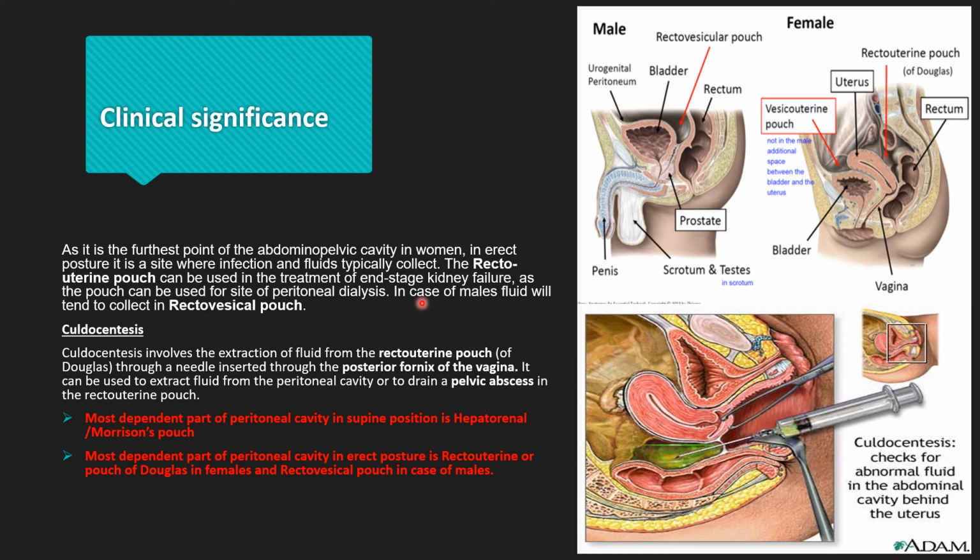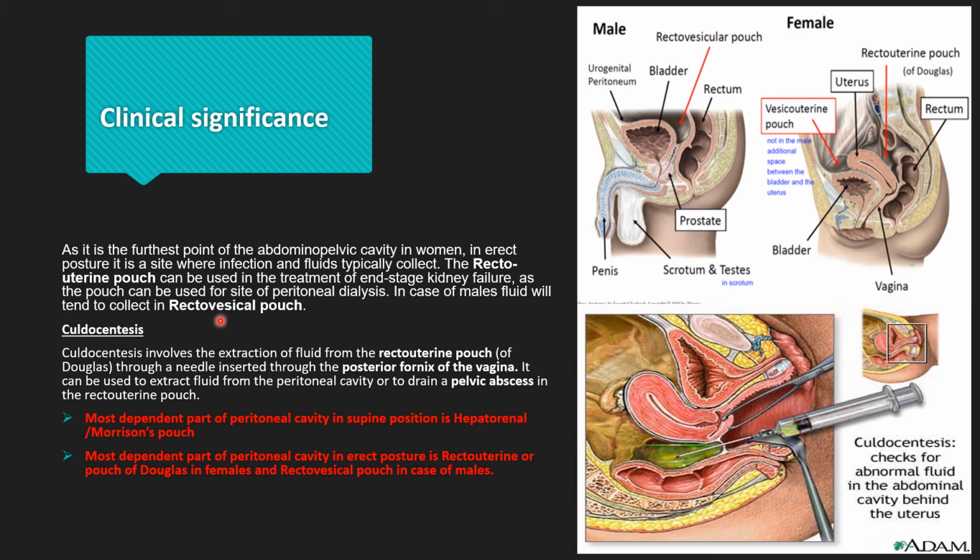So the patients who have end-stage kidney failure have to have a dialysis, and that could be peritoneal dialysis, which can be done by inserting a catheter through the recto-uterine pouch.